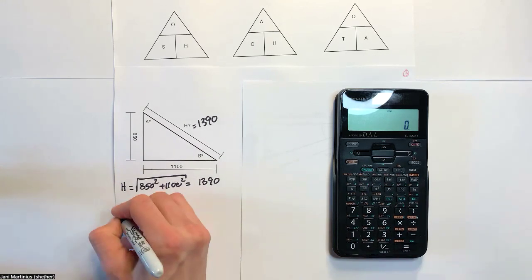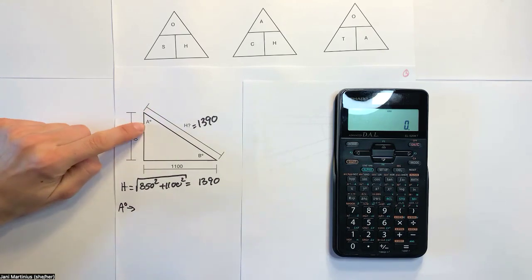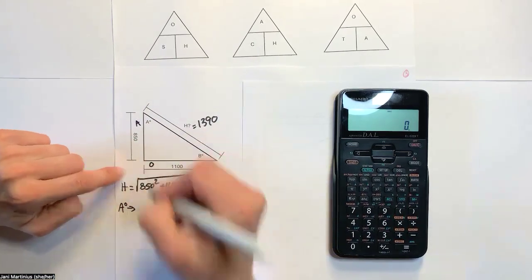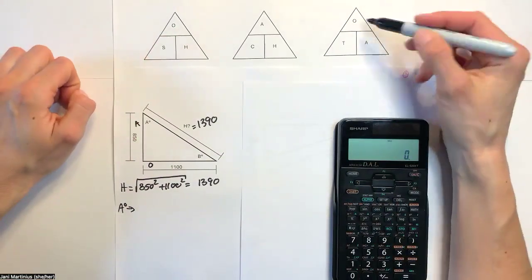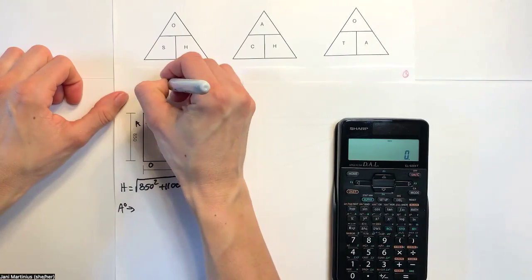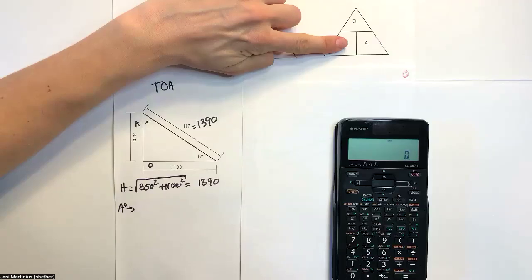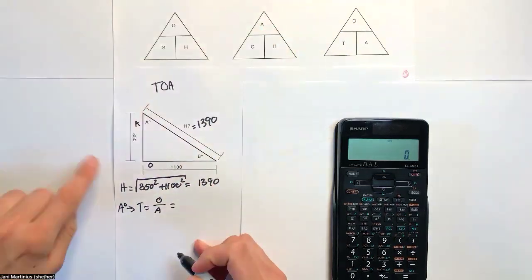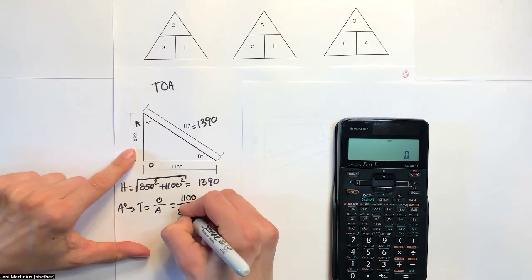So let's try for angle A first. Now, for angle A, what do we have here? We have what would be considered an adjacent side and an opposite side, which means, looking at our triangles, TOA, because we're not going to include the hypotenuse in this calculation. So blocking out the T leaves us with opposite over adjacent. Let's check that out. Opposite over adjacent, so 1100 over 850.